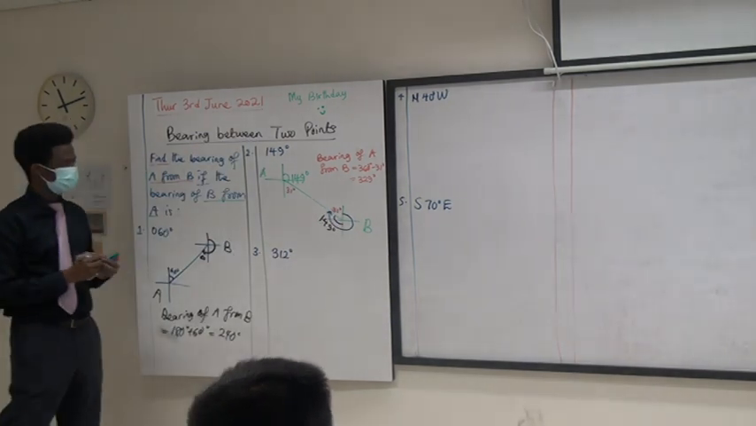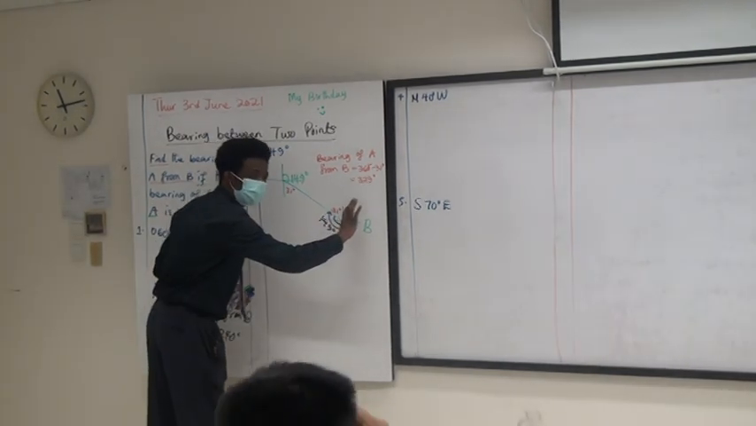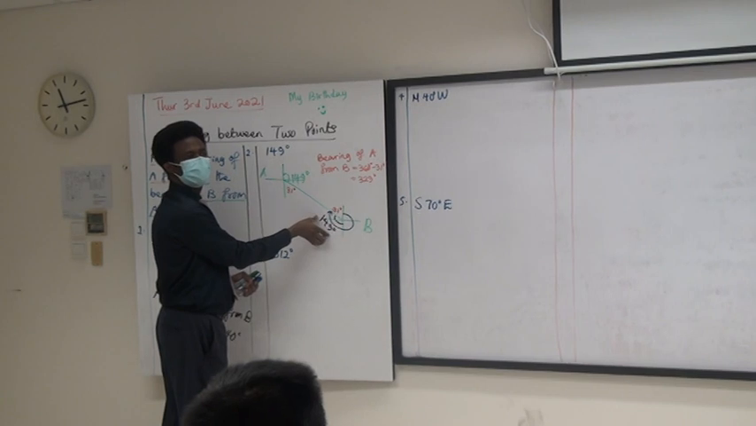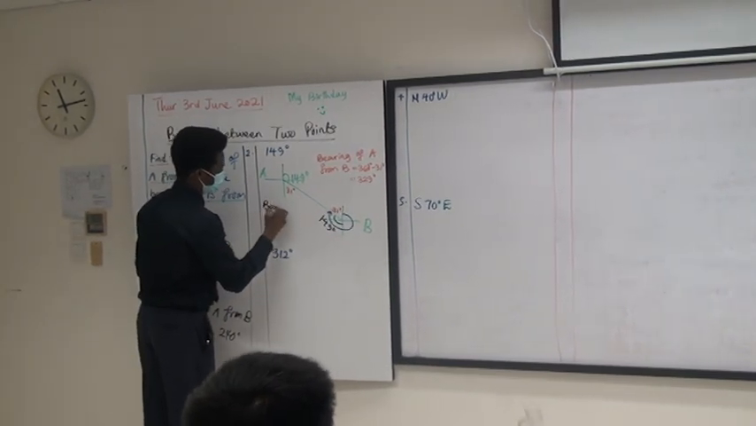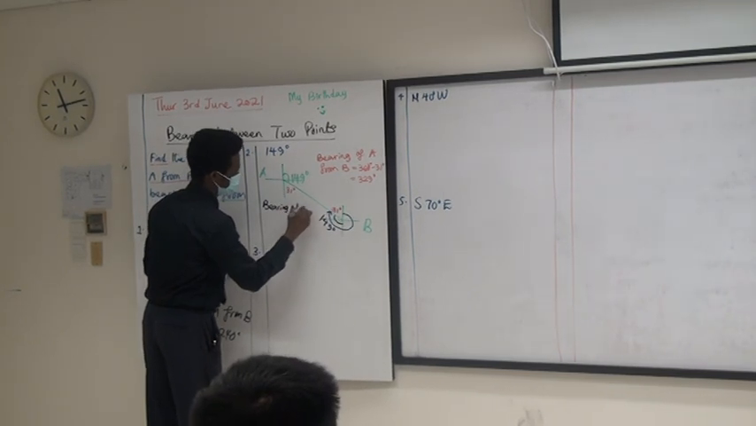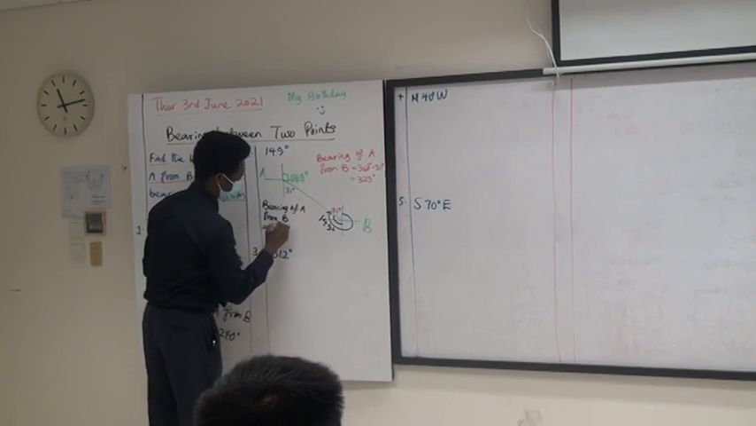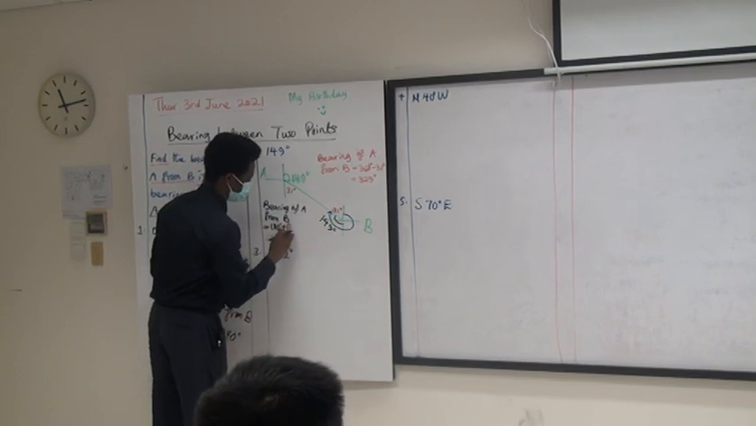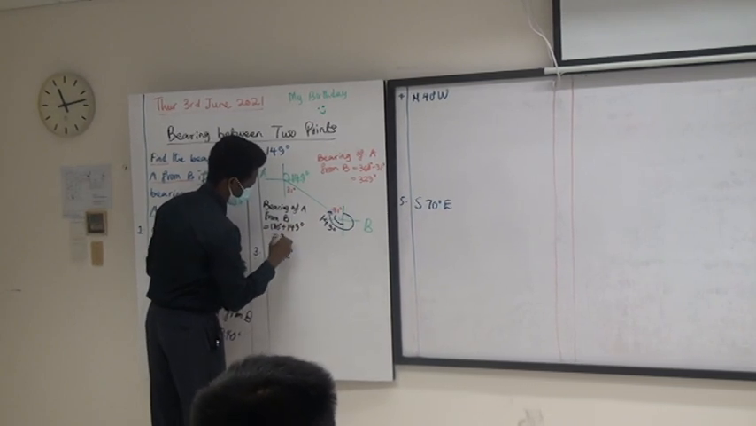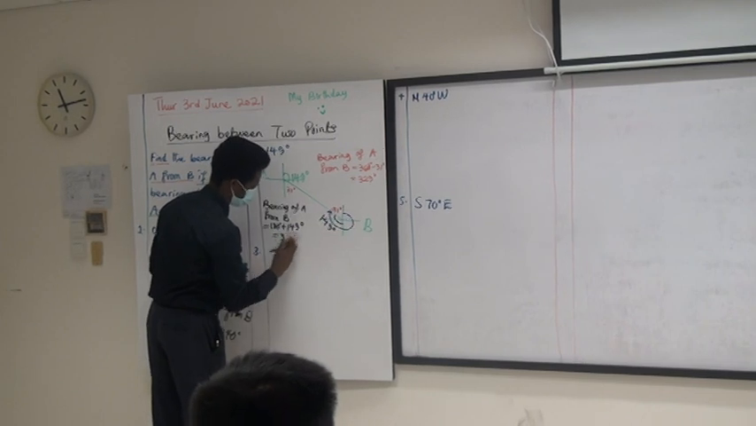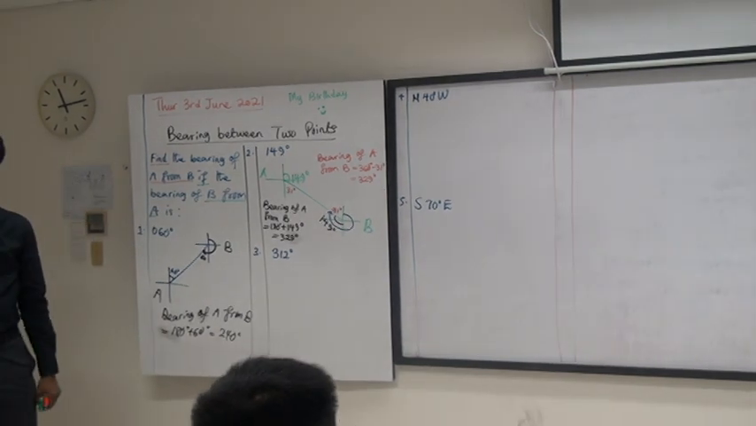So what do we do with that? It's going to go 180 plus the 149. Can you see that? So this is an alternative way. Bearing of A from B is equal to 180 plus 149. And what is that? The same thing, 329. Okay, so either way, it's fine.